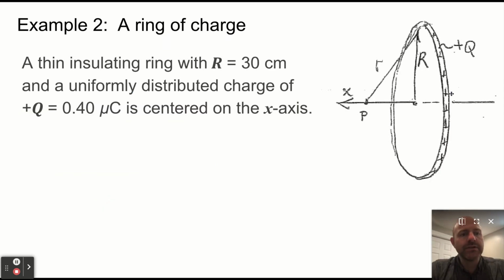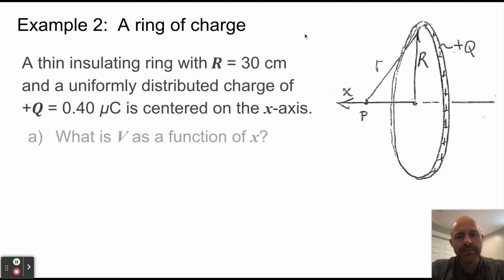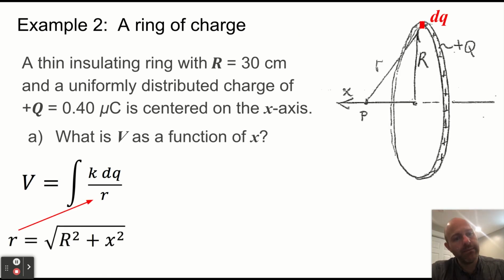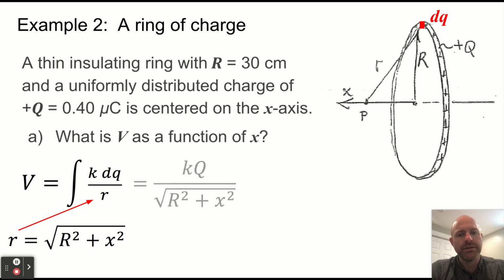We've also done the electric field for a ring of charge. And so we're going to do this now for the electric potential. What is potential as a function of position x is really what we're looking for. Well, we know that V is the integral of k dq over R. The dq is a little bit there. The R's are all the same for a given x, which is nice. And R is the square root of R squared plus x squared, because that's a little right triangle using Pythagorean.